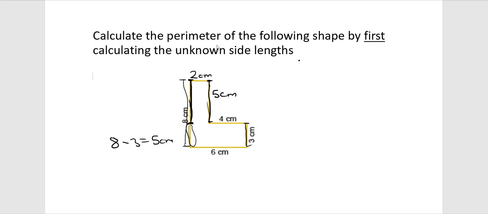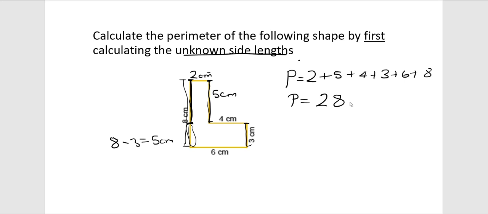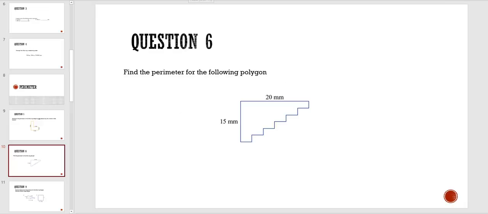So now that I have worked out the unknown side lengths, because the question asked me to do that first, I will work out the perimeter. So all I've got to do is say P is equal to 2 plus 5 plus 4 plus 3 plus 6 plus 8. Add them all up and that will give me my answer. We add them up, I got 28 centimeters. So that's our perimeter, the length around the shape.